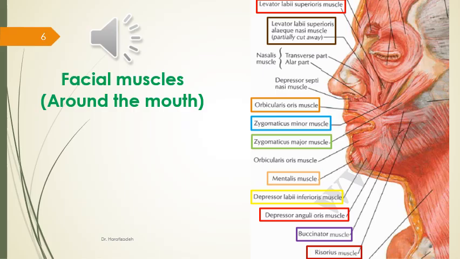Here again we can see the facial muscles around the mouth. I show you with different colors and I explain these muscles from the upper to lower. At first, levator labii superioris. It originates from the body of the maxilla and attaches to the superior labia.